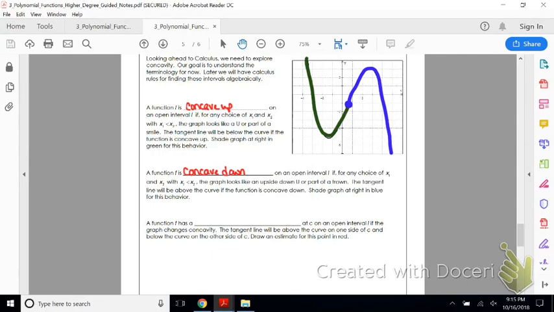Then it says a function f has a point of inflection at C on an open interval I if the graph changes concavity. The tangent line will be above the curve on one side of C and below the curve on the other side of C. Draw an estimate for this point in red. That's pretty much what I had just drawn here. This point where it's switching from concave up to concave down, that right there is your point of inflection.